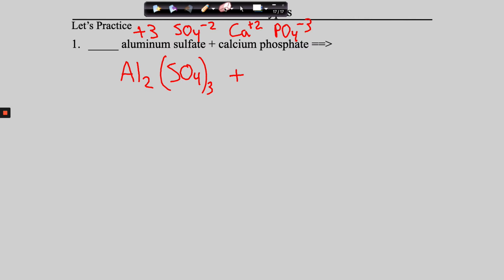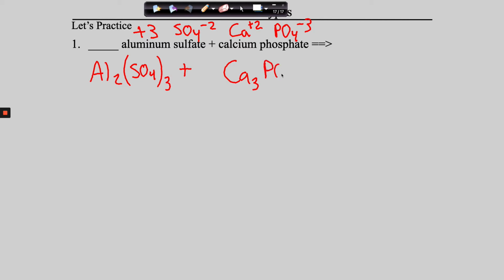I'm realizing I'm going to run out of space. Let me move this over a little. Okay, so we need 3 calciums. How many PO4s do we need? 2. Oh, in parentheses. All right. So now, guys, at this point, it's time to think of the rules of thumb. Thanks. This would have never balanced.